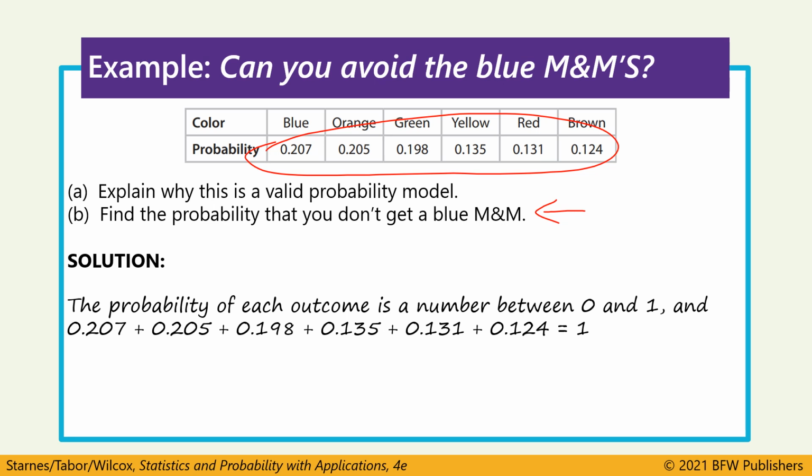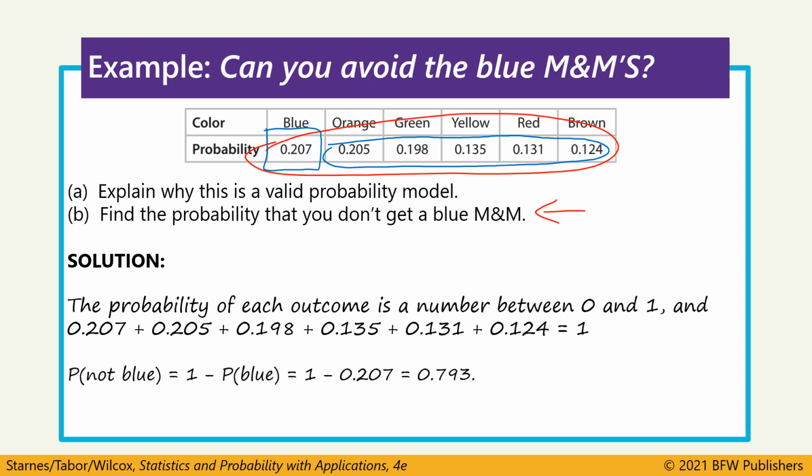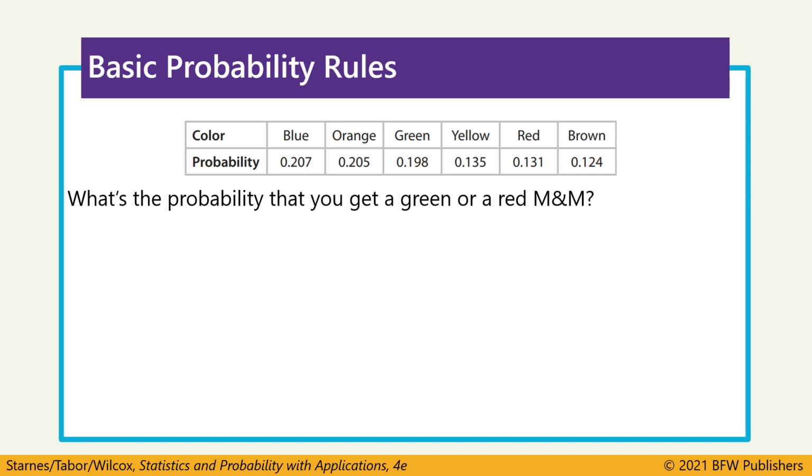So there's two different ways to do this. To start, we could just add up all these probabilities that are not blue. Okay, but easier than that, we can just take the probability that it is blue and subtract that from 1. That's less for us to punch into our calculator, less opportunities for us to make a mistake. We get 0.793.